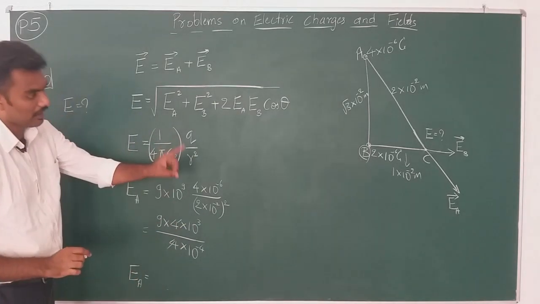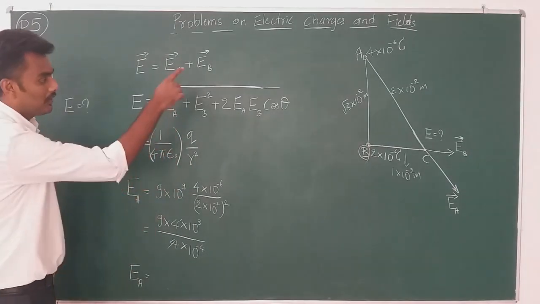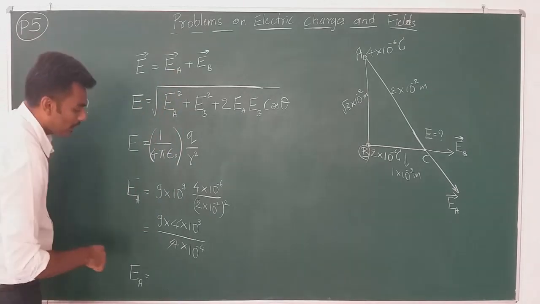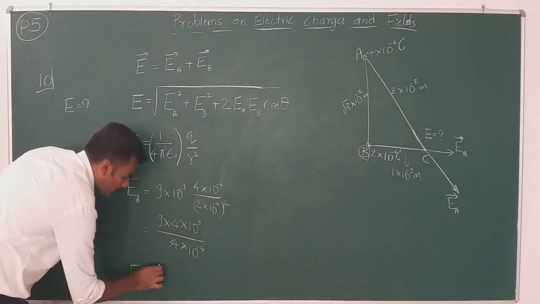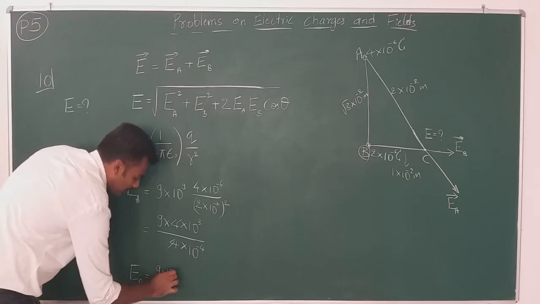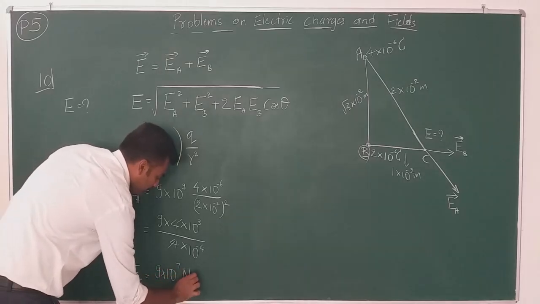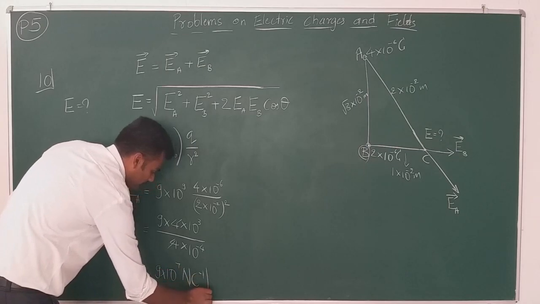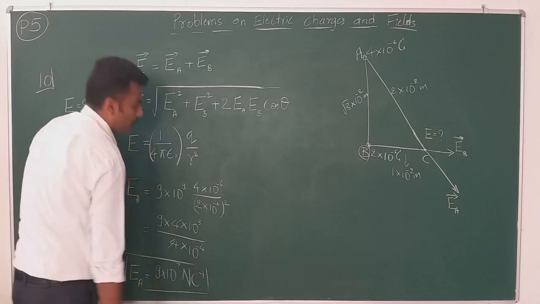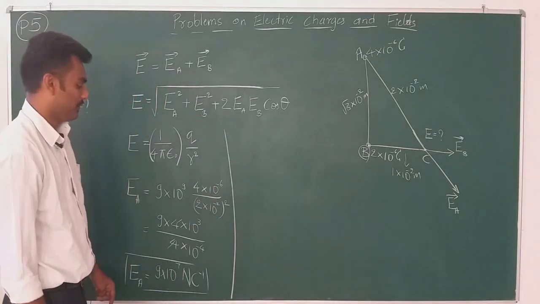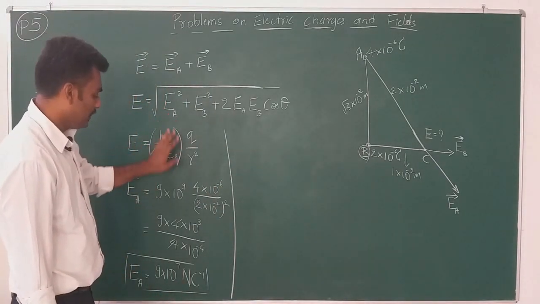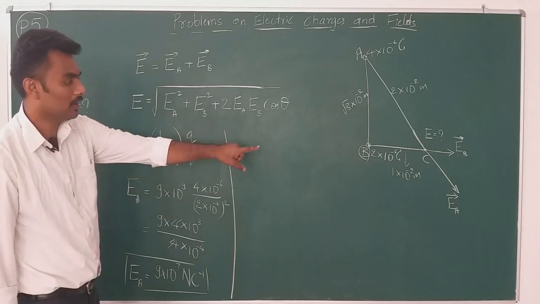The electric field at C due to charge A, EA, is equal to minus 4 comes to the numerator becomes plus 4, 9 into 10 to the power of 7 Newton per coulomb. This is one important data for the simplification. Now EA is found, let us work for EB.